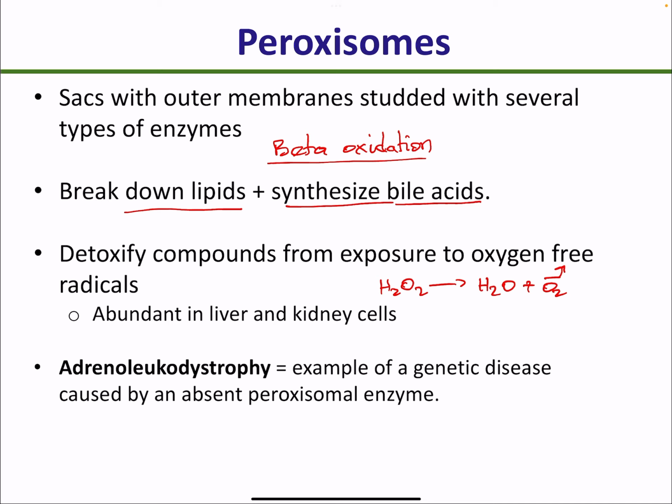Now, there are some instances when people can have a genetic disease around peroxisomes. There is a particular condition that is called adrenoleukodystrophy. Adrenoleukodystrophy is an example of a genetic disorder where there is absence of a peroxisomal enzyme. Again, adrenoleukodystrophy is a condition that is caused by the absence of a peroxisomal enzyme.